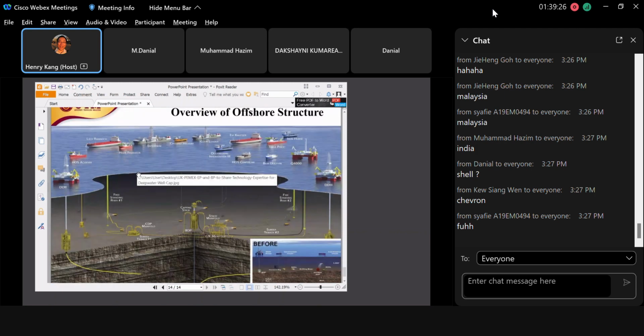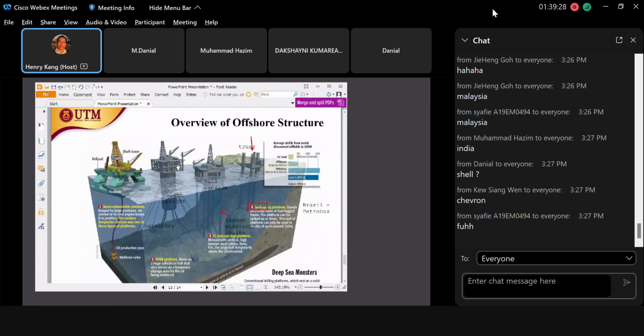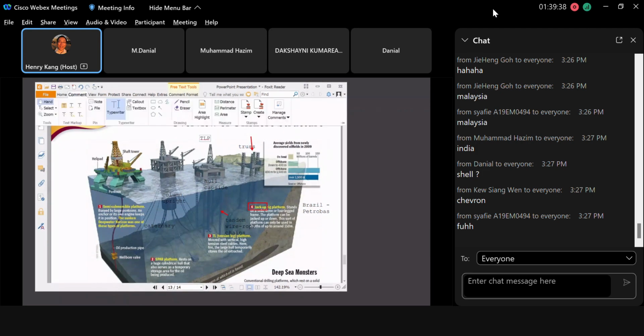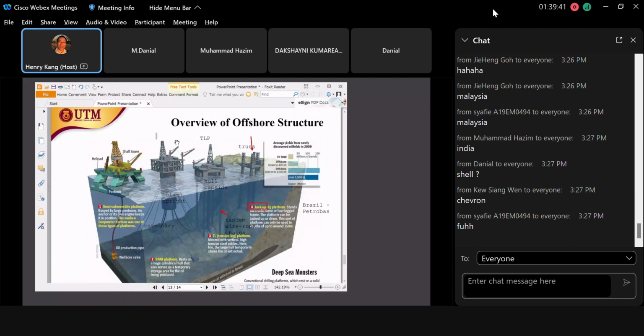Now you know we have different types of offshore structure, right? Again, floating type we have what? It is the TLP. This one is floating type, right? This one is what? This one is semi-submersible. Interesting. If you read in English, it is so-called semi-submersible.